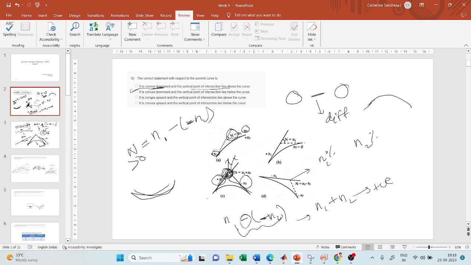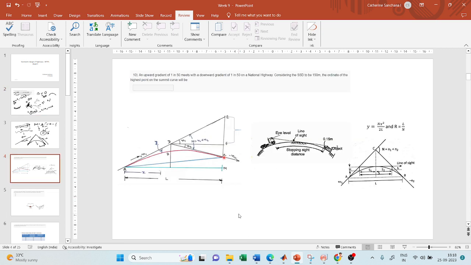So let us find out which option has both these two correct. Okay, so it is convex upward, and also the vertical point of intersection should lie above the curve. So the correct answer is D. Okay, if you have any questions, please stop me in between. Now moving on to the next question.